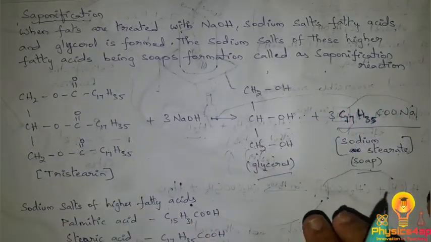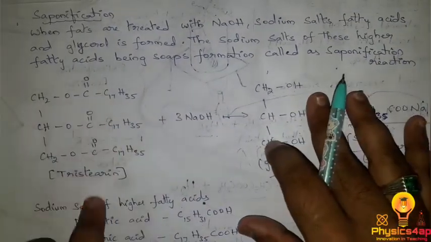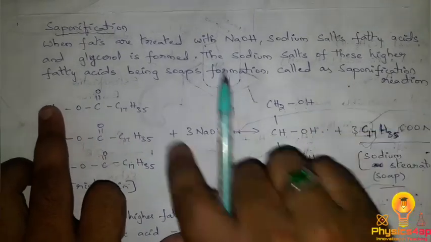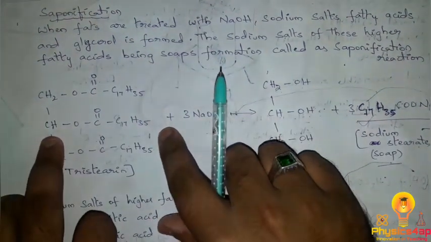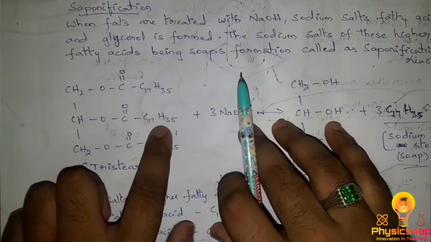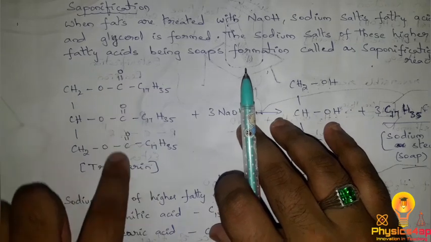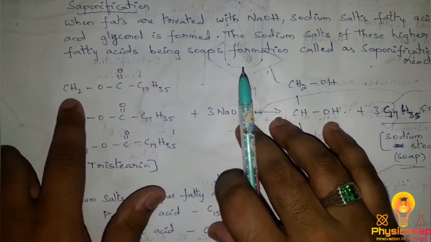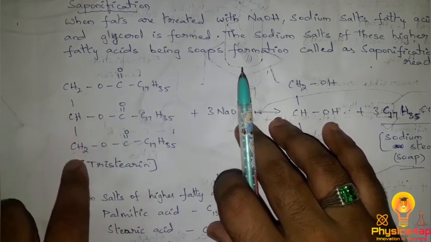So don't memorize the equation, it is very simple. As these are all esters, we have CH2 with a hydrocarbon, and here another hydrocarbon, that is C17H35. Here also CH, and if you see, all are the same, C17H35, along with the ester group. We have an ester group over here, with a hydrocarbon chain, CH2CH CH2.